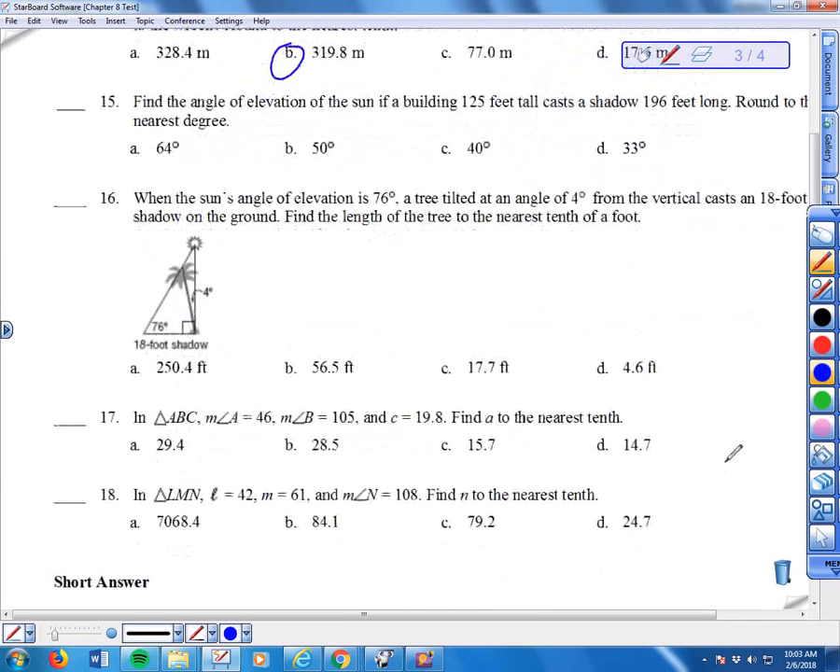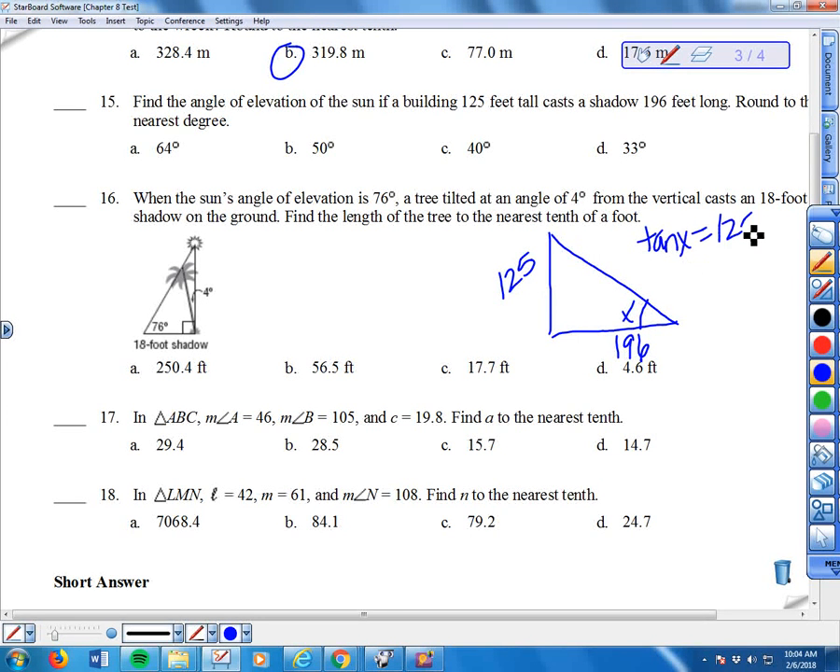Next, find the angle of elevation of the sun if a building 125 feet tall casts a shadow 196 feet long. And I'm trying to find that. So tangent again. And I'll use inverse tangent. 32.5 degrees.